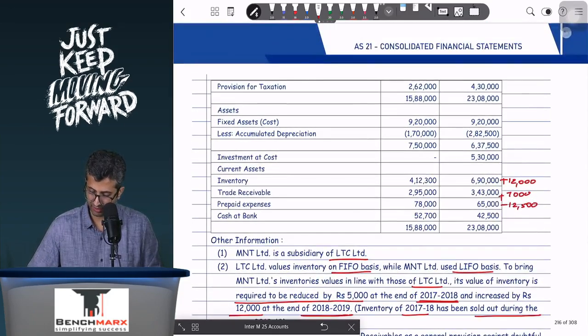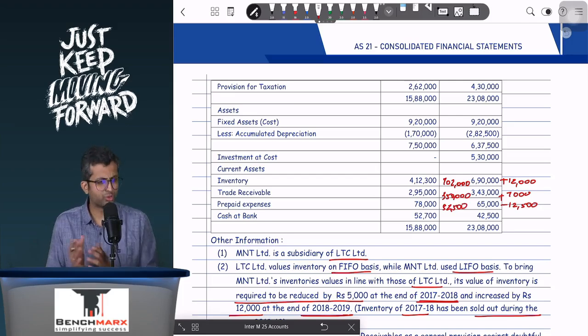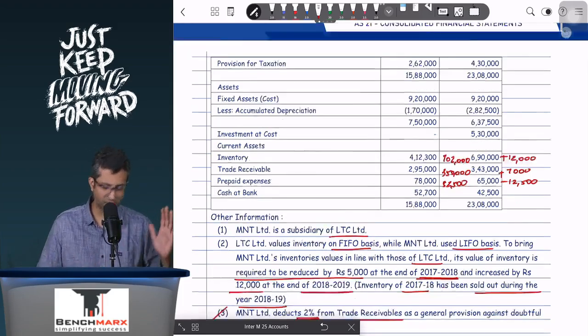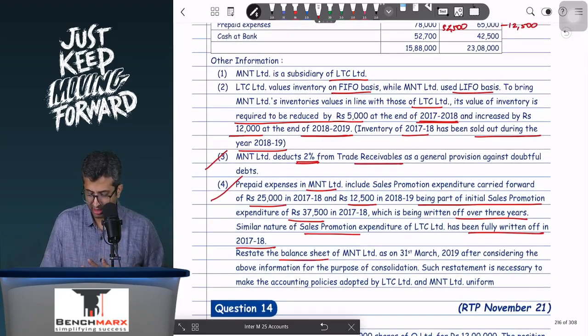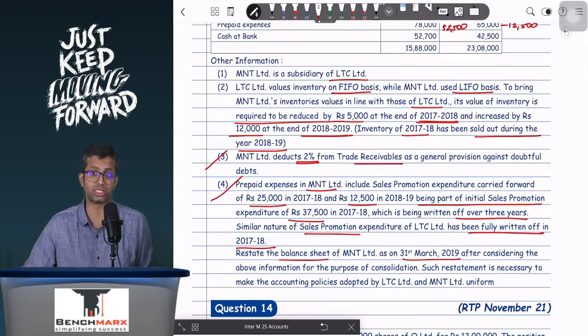In terms of inventories, 7,02,000. For debtors, 3,50,000. And for prepaid expenses, 52,500. If you take these numbers, everything else remains the same, and hopefully your balance sheet should tally. Restated balance sheet of M&T as on 31st March 19 after considering the information. This was an exam question.